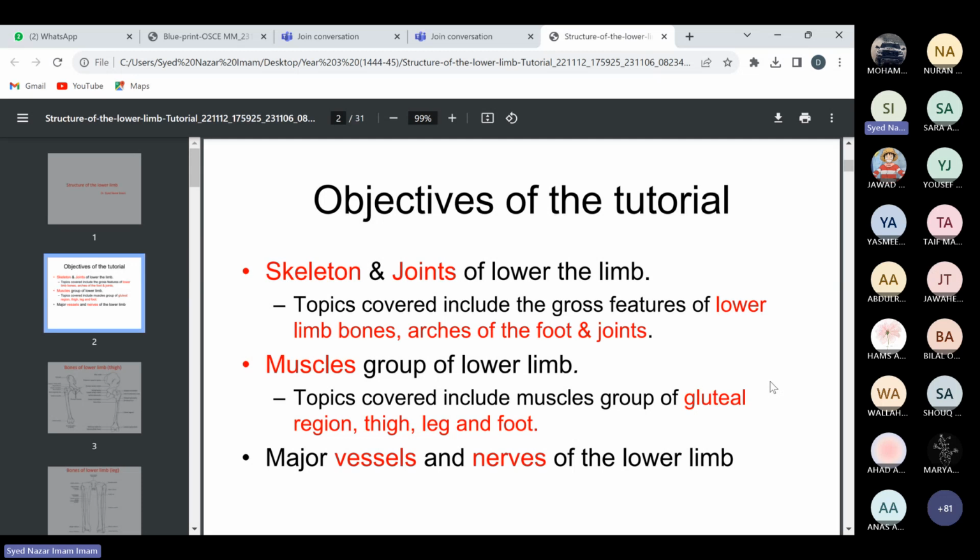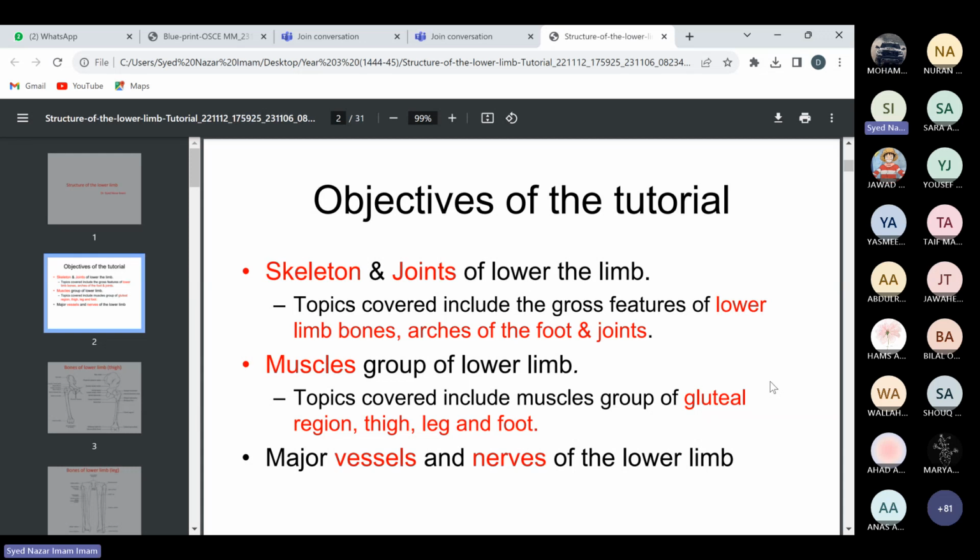What are the bones and different parts of the lower limb that you have to know? Then the muscle groups of the lower limb. What do I mean by muscle group? We have so many regions, like the gluteal region, then the thigh, leg, and the foot. So you have to know about these muscle groups: the names of the muscles, their nerve supply, their action.